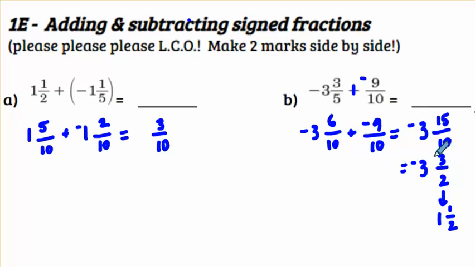If you want to think about the signs, remember, both of these are negative. When you have a mixed number that's negative, that means every part of it is negative, not just the whole number. So really, if you want to think about this, this is a negative 1 and a half. So now when we put these together, we have a negative 3 and we have a negative 1 and a half. What would that answer be?